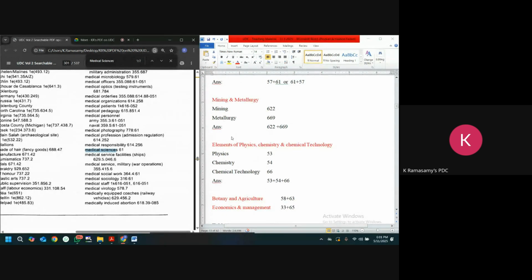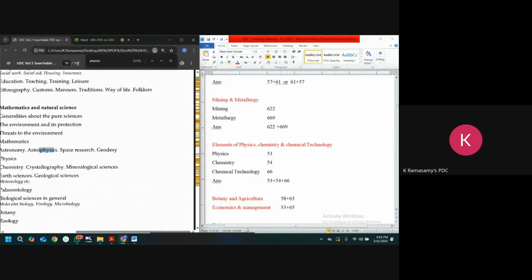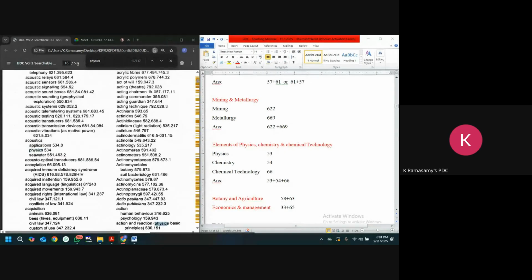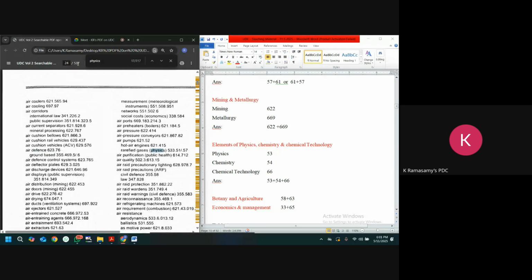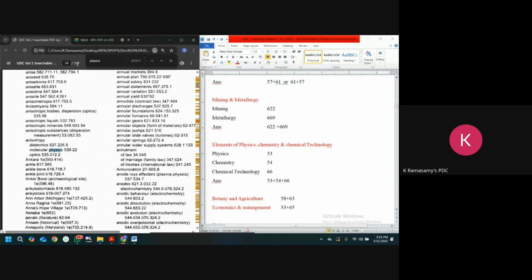Okay, one more example. There's a book on elements of physics, chemistry, and chemical technology. There's a book which talks about three different subjects: physics, chemistry, chemical technology. So I don't know the number for all these subjects. So let me go to my index. I will try for physics. So what's the number of physics? See, many numbers are there for physics. So very patiently, you should go through. You would keep on pressing enter. It will take you to different places. It's very difficult to find the number.